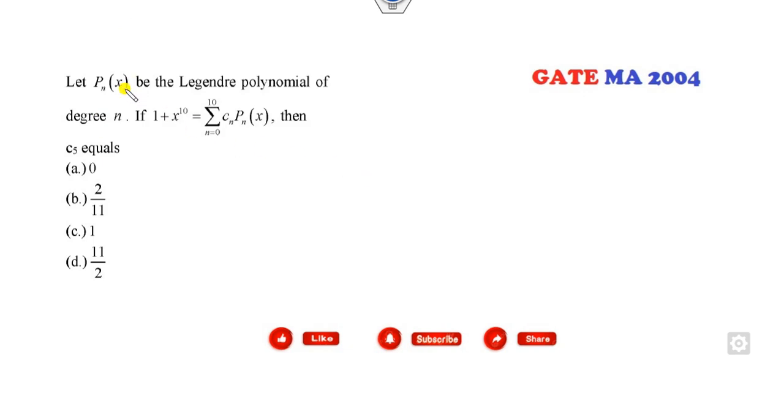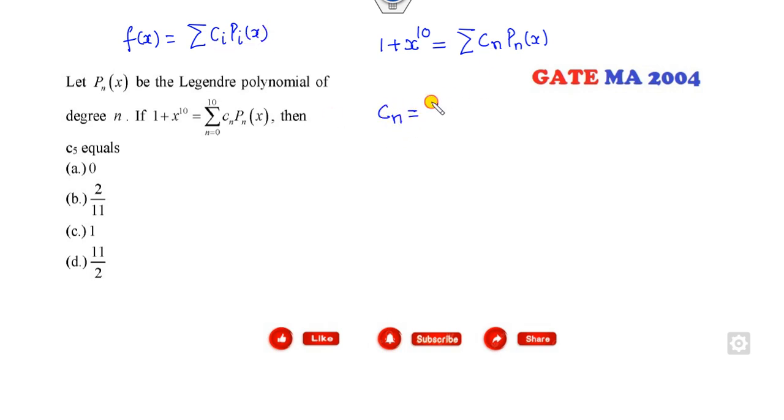Okay, look at this one. Pn is a Legendre polynomial of degree n. Then x raised to power 10 comes to be the summation of this Pn of x. If you remember the earlier tip I gave you, if you write this as a linear combination, how can you find the value of Cn? It's 2n plus 1 over 2 integration from minus 1 to 1 of f(x) Pn(x). Fine.